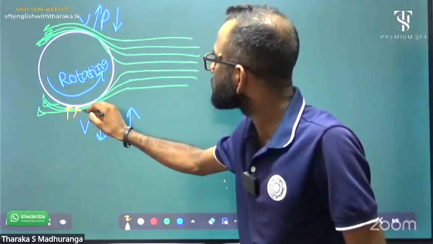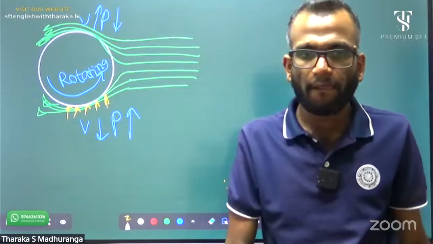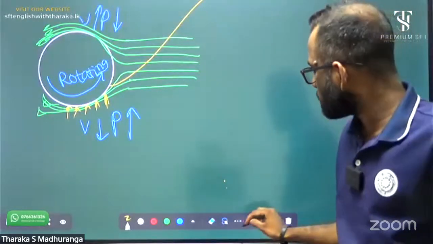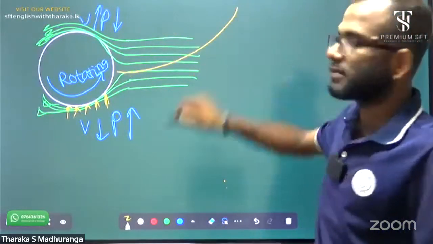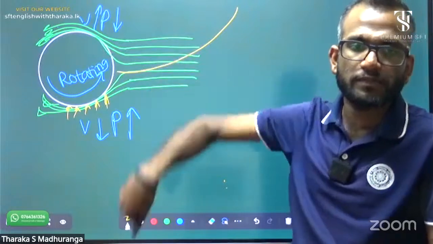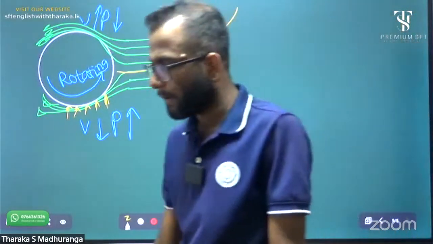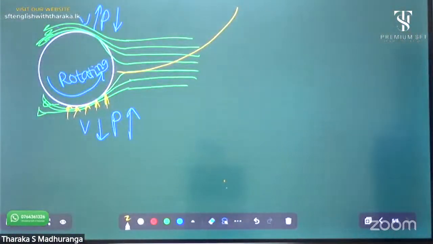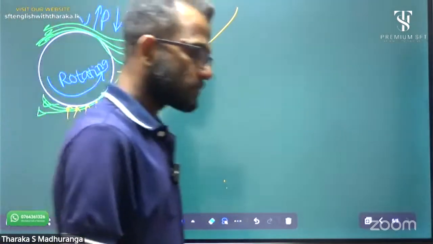Then the ball travels in a curved path like this, a curved path due to this pressure difference and the exerted force. This is the story. This is a Bernoulli's theorem application. Amina, clear? Joel?